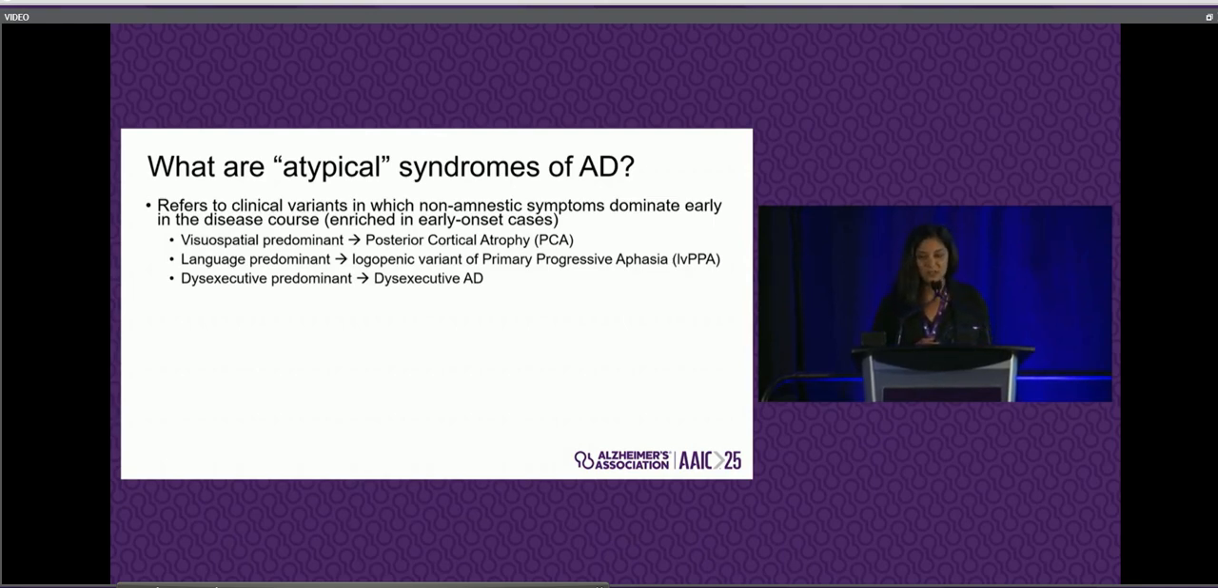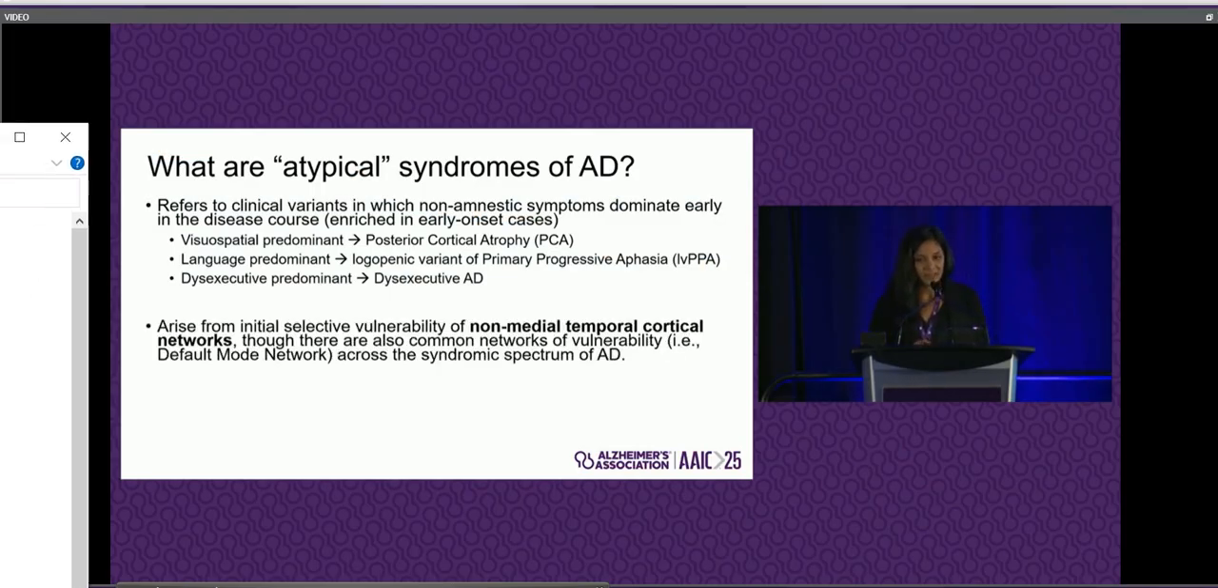So we have a visuospatial predominant syndrome that we refer to as posterior cortical atrophy, or PCA. We have a language predominant syndrome that we call logopenic variant of primary progressive aphasia, or LVPPA. And then a dysexecutive predominant syndrome that we refer to simply as dysexecutive AD. Of course there are a spectrum of other variants of the AD clinical course, but I will refer to these three in particular for the purposes of this talk.